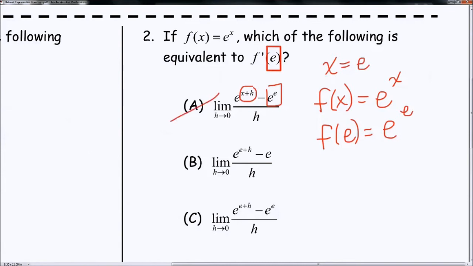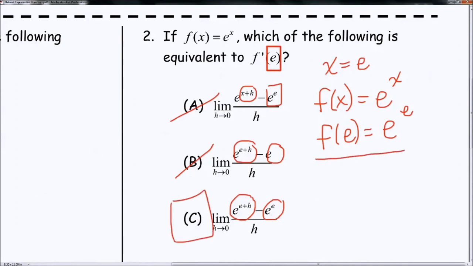B, e to the h, actually shows that I'm plugging in e for x, but if you notice, I don't have an exponent over here with e. It got deleted, so it can't be B. C, e to the x is my function, and you'll notice I am plugging in e in for x. So I have e to the x plus h, in this case e to the e plus h. And then I have finally my parent function, e to the x, but I'm plugging in e. So that's where that f of e is finally coming in. So our answer is C.